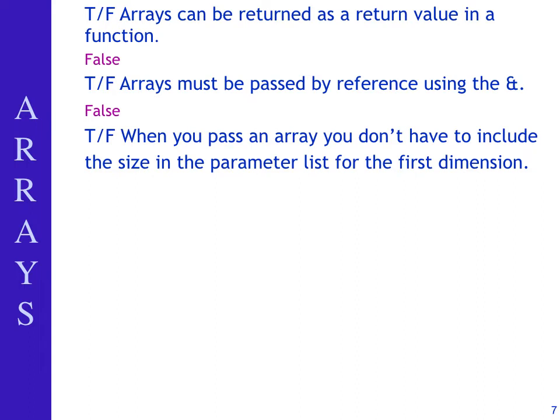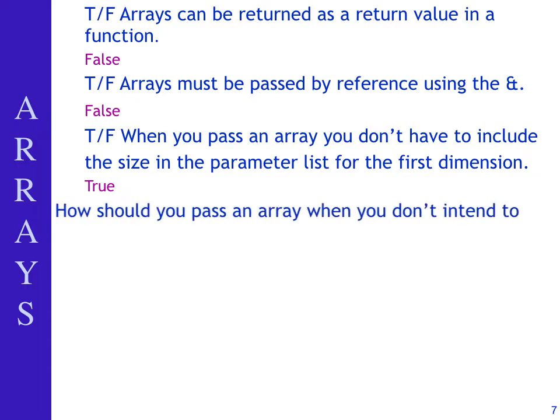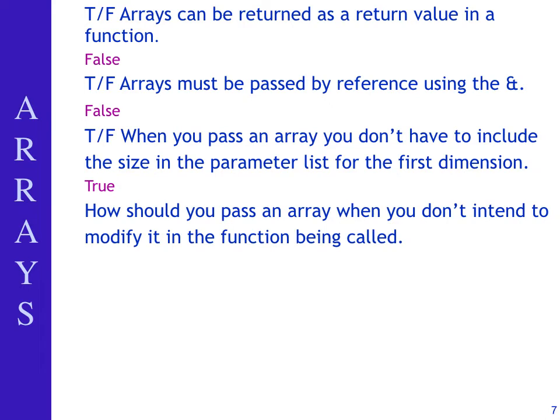True or false: when you pass an array, you don't have to include the size in the parameter list for the first dimension. That is true. We only are required to include the size of the other dimensions, but not the first dimension. How should we pass an array when we don't intend to modify its content, when the function is just reading the array? We make it a constant, a constant reference.